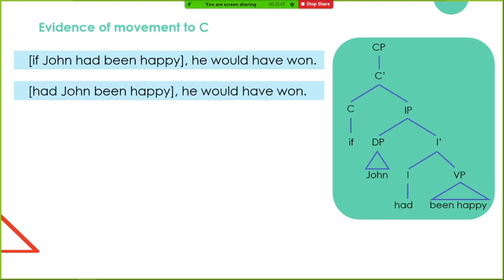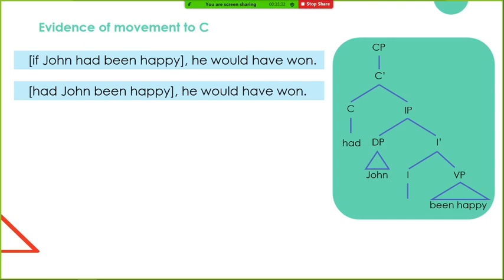We also have another possible way of expressing the same conditional clause. If you know about conditional clauses, you know that you can also have an inverted auxiliary version of them. So, "Had John been happy, he would have won." What we seem to have there is the auxiliary in the complementizer position in front of the subject.